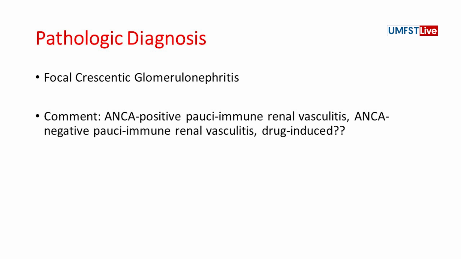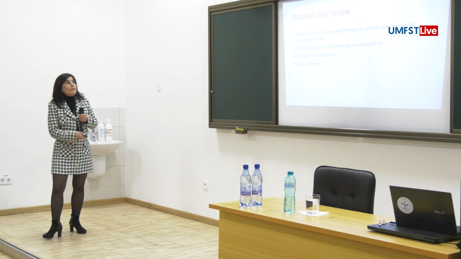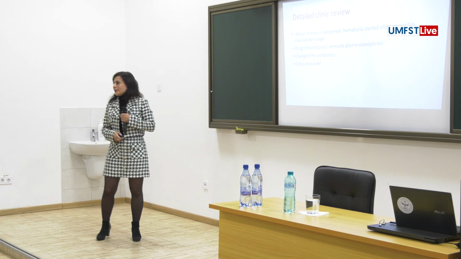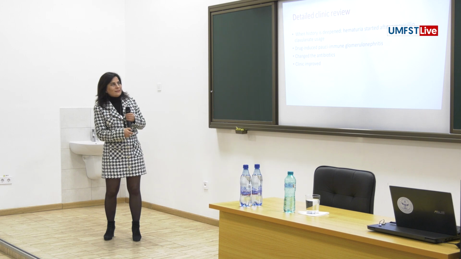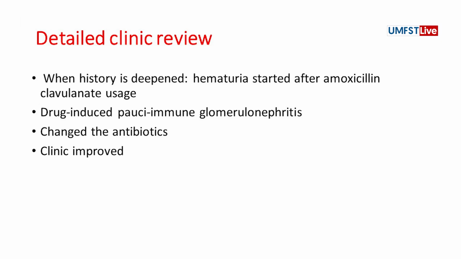The differential is ANCA positive pauci-immune renal vasculitis, ANCA negative pauci-immune renal vasculitis, or drug-induced, because we saw eosinophils. When a detailed clinical review was done, they found that this hematuria started after amoxicillin-clavulanate usage. They stopped the antibiotics and changed the antibiotics, and the clinic improved.